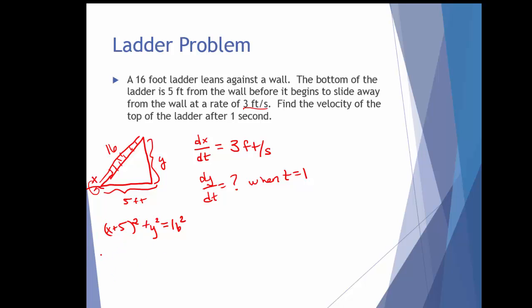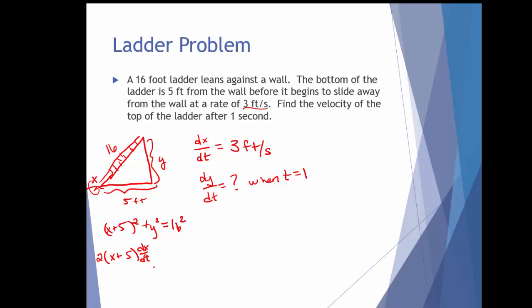I'm going to bring down the 2. Don't touch the inside function of x plus 5. Raise it to the new power of 1 times the derivative of the inside function. But this is where you've got to be careful. Remember, all of these derivatives are with respect to time. If this were with respect to x, my derivative would just be 1. But this is a derivative with respect to time. So it's 1 times the derivative of x with respect to time.